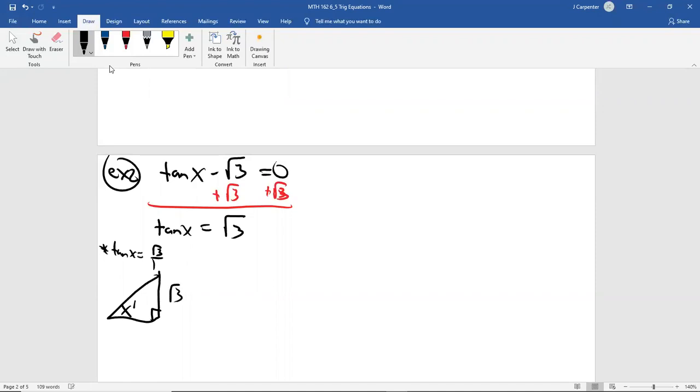Opposite of square root of 3, adjacent of 1, well, that's the 1, 2, square root of 3 triangle. So that says that your reference angle is 60 degrees, also known as pi over 3. Again, you have got to be able to go between radians and degrees like that for things like 30, 45, and 60, and 90, and 180, and 360.